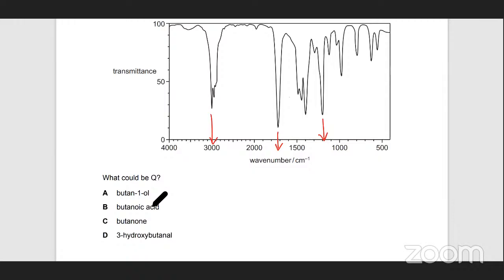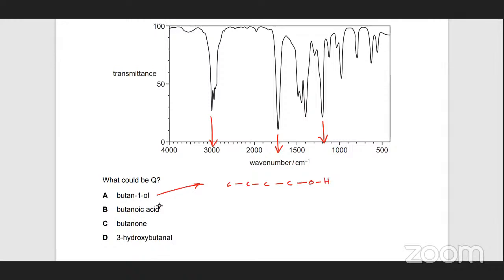And we have to figure out, we would need a data booklet. The first thing is I would need to draw these molecules. Butan-1-ol is four carbon atoms and it has an OH bond. Okay, all the rest are hydrogens. What's butanoic acid? That's four carbon atoms, a double bond O.